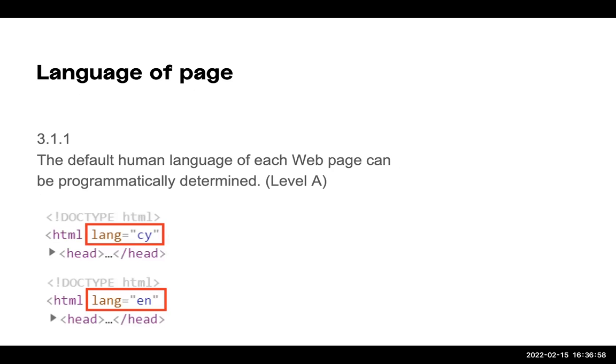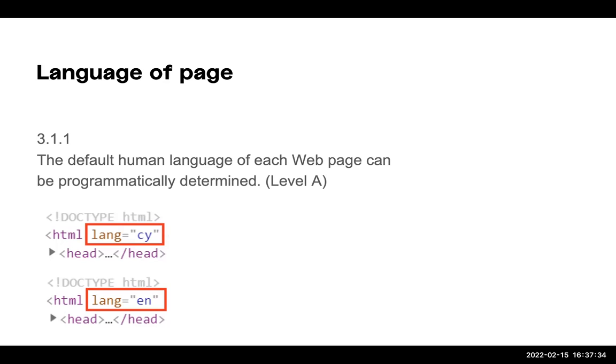So I'll give an example for language of page, which is WCAG 3.1.1. The default human language of each web page can be programmatically determined. For example, the first page is provided in another language, I cannot remember the country, but it is another language than English. And the other page is using the English language. What is that? And why is it important for users?